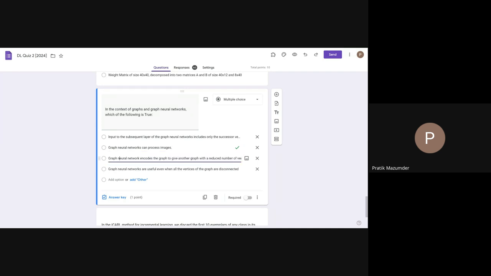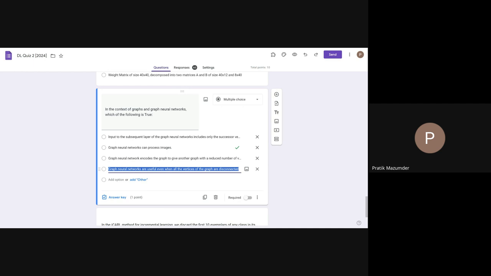Another sentence was graph neural network encodes the graph to give another graph with reduced number of vertices, which was not the point. Remember, the point was that it would give you another graph with the same vertices, where the representation of features of these vertices would be in a lower dimensional space. Again the same property would be satisfied, that is, if two nodes are neighbors in the original graph, even in the lower dimension representation, the nodes will still be neighbors. So the number of vertices will not go down.